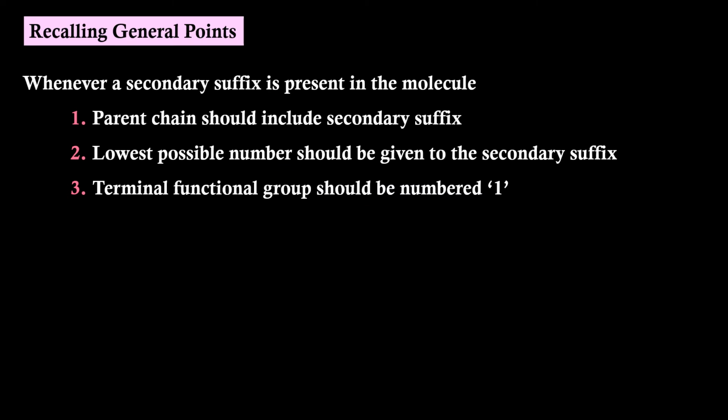Recalling general points. Whenever a secondary suffix is present in the molecule, the parent chain should include the secondary suffix. Lowest possible number should be given to the secondary suffix. Terminal functional group should be numbered 1. Coming to esters, the carboxylic part of the ester is a terminal functional group. So the carbon of the carboxylic acid part should be numbered 1, whereas alcohol is not a terminal functional group. So we should see to it that the carbon part of the alcohol gets the lowest possible number.